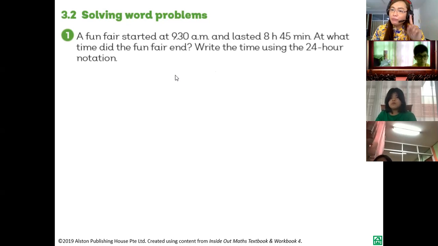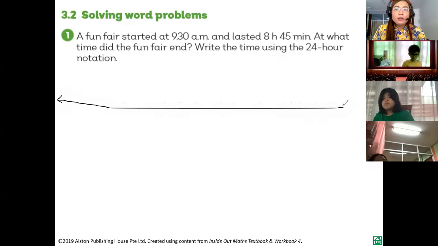So again, I'm going to read one more time. A fun fair started at 9:30 a.m. and lasted 8 hours and 45 minutes. At what time did the fun fair end? Write the time using the 24-hour notation. Okay, let's write first the number line, okay? So this time we will count forward.